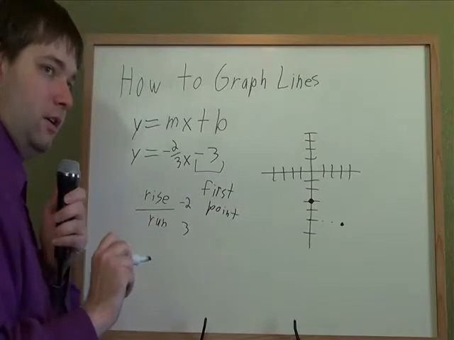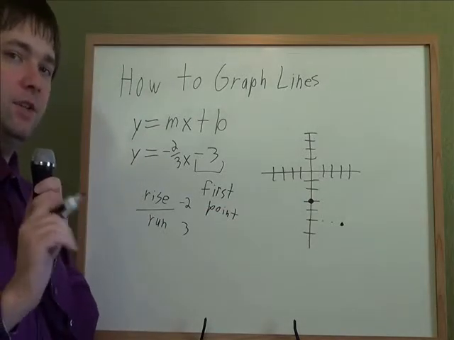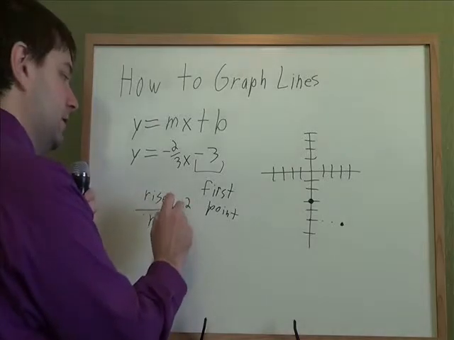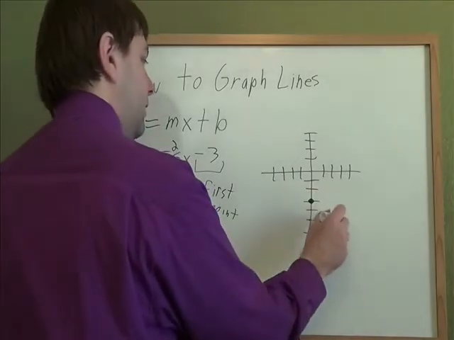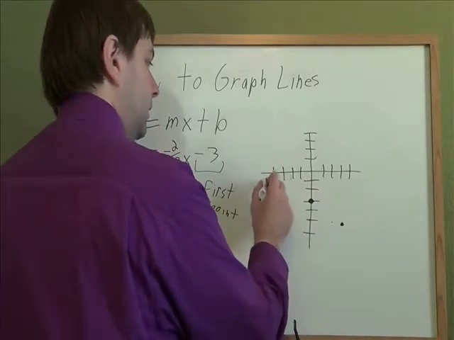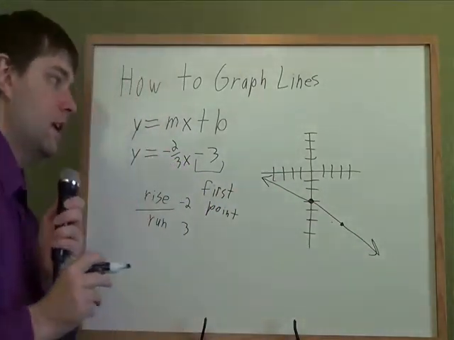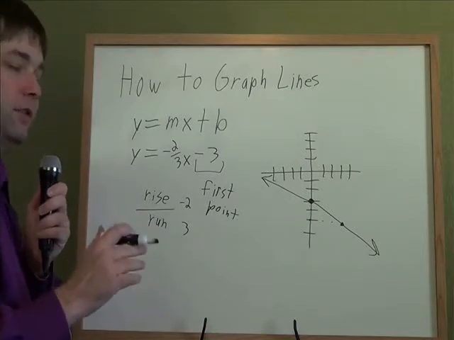That's not the only way to do it, but that is the easiest, simplest way to graph a line. For the slope, you go up if it's positive, down if it's negative, always to the right. And then once you have those 2 points, you connect them with a line, and that is your graph. Now that is the very basics of how to graph a line.